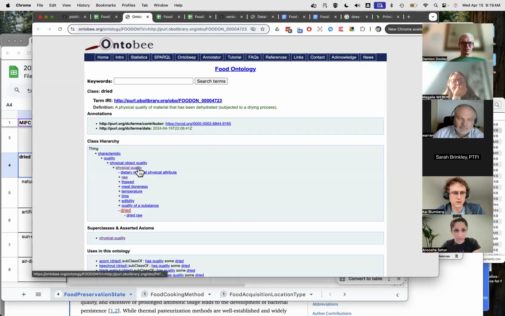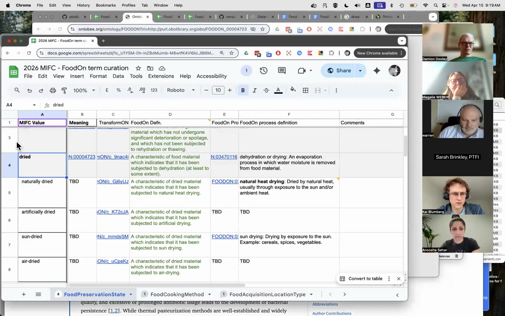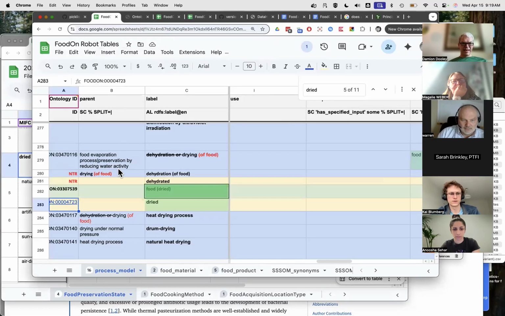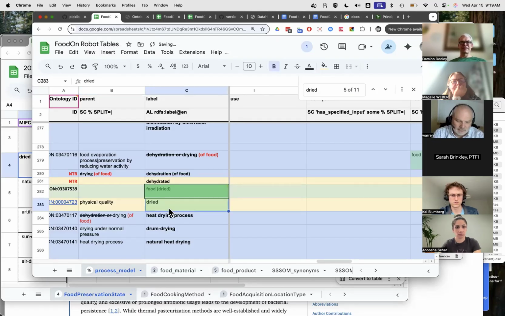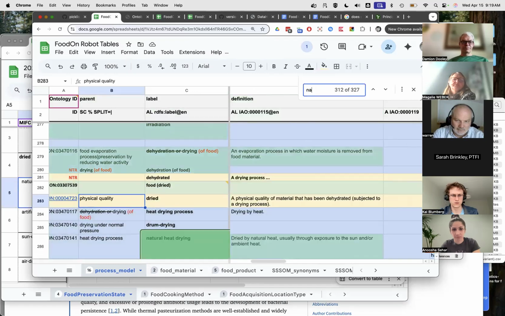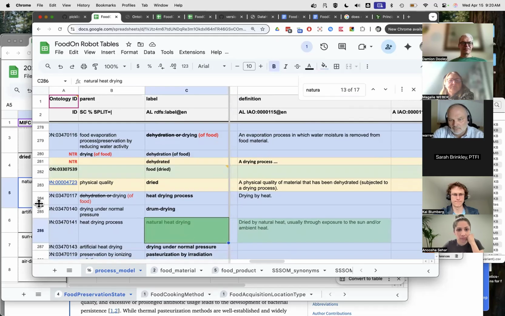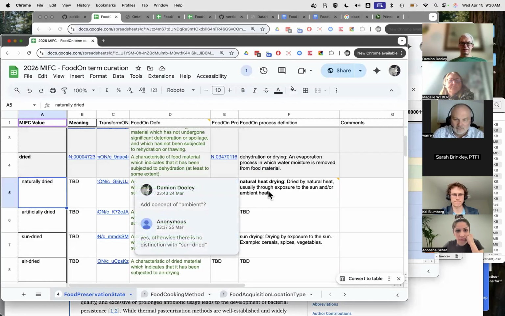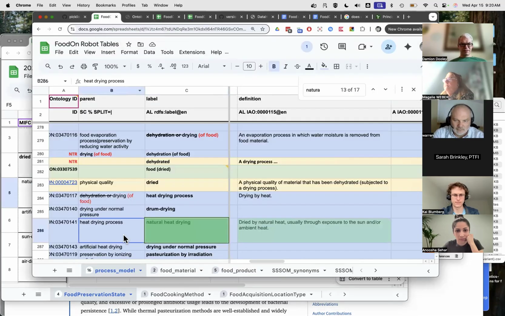So dried is a physical quality from PATO. So we would add physical quality, and literally this process model table will be the home for this characteristic term. Okay, so naturally dried. We have the term natural heat drying at the moment, right there, and it's up to date with the parent.